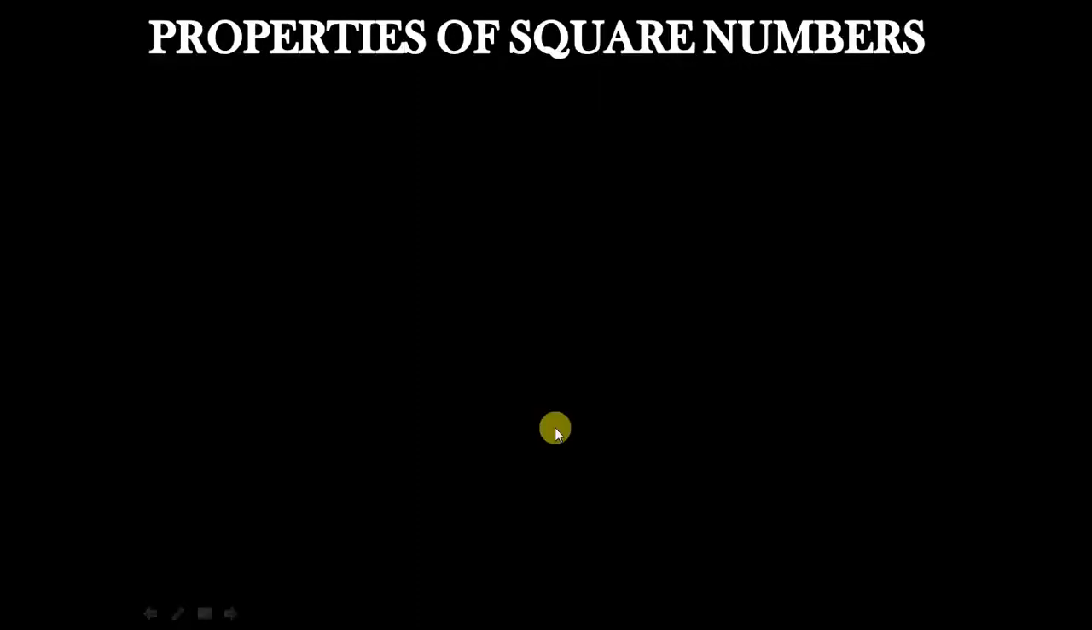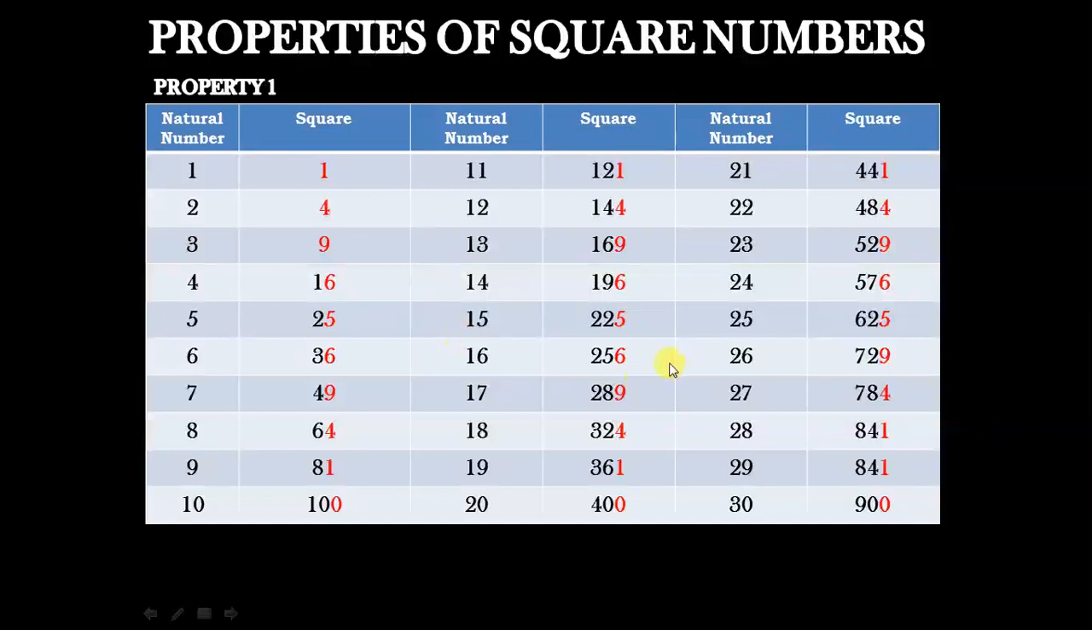Hello everyone. Today my topic is properties of square numbers. Let's start with property 1. Please check this chart properly. Here you will find the squares of natural numbers from 1 to 30.